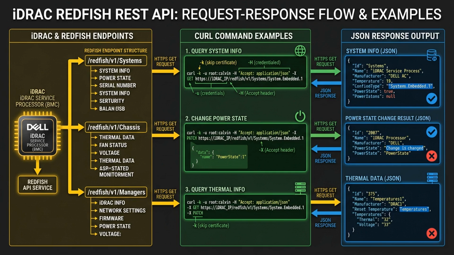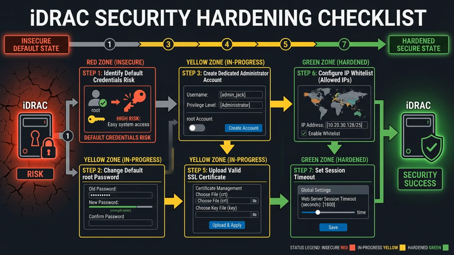Query power state at /redfish/v1/system/system.embedded.1. Query thermal data at /redfish/v1/chassis/system.embedded.1/thermal. The API returns structured JSON. You can parse with JQ or Python. Redfish API enables full iDRAC integration with Ansible and Terraform. This is the future of Dell server management at scale.